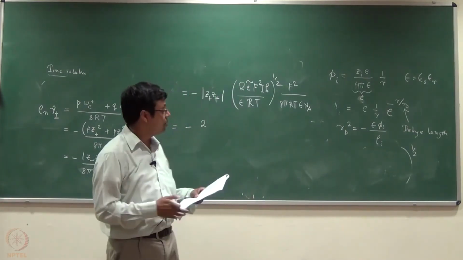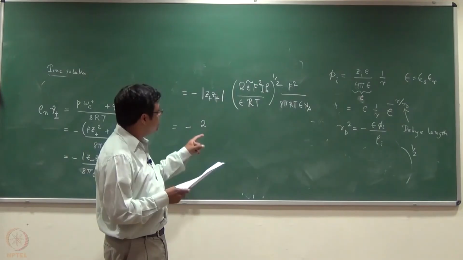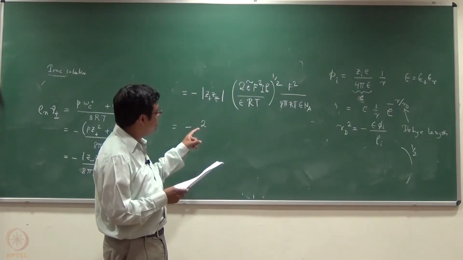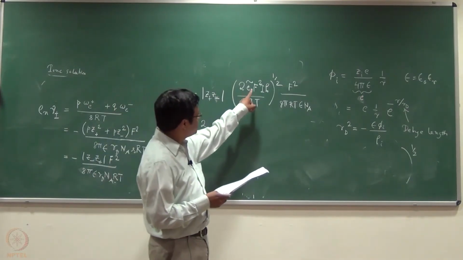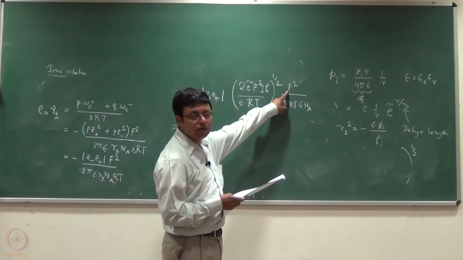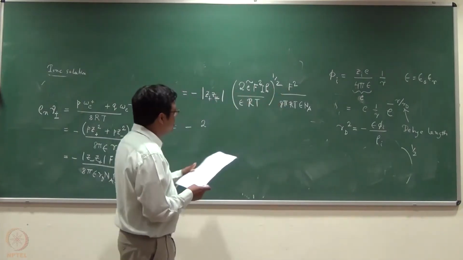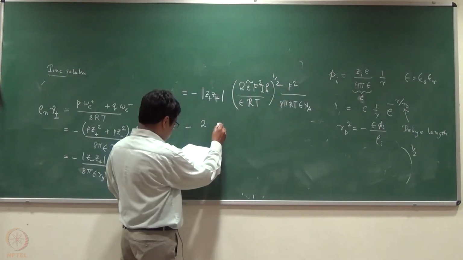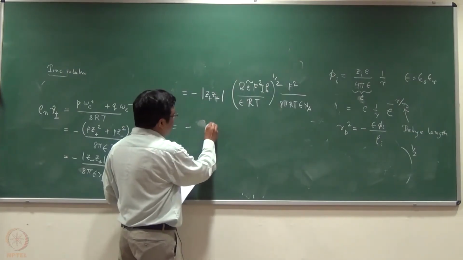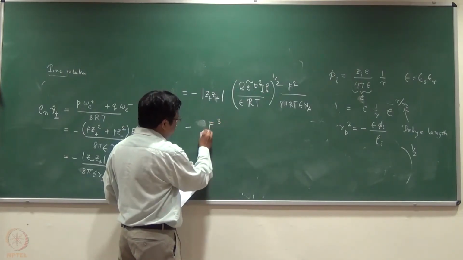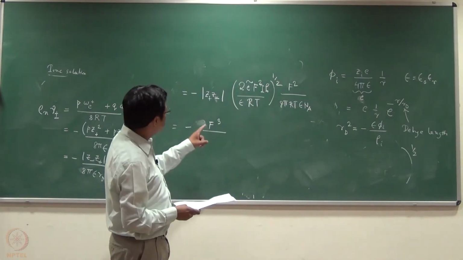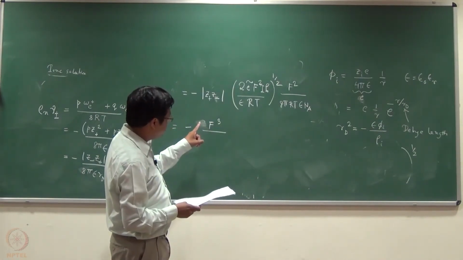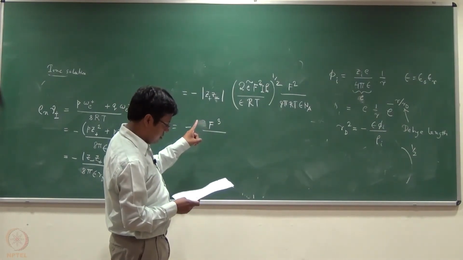Just write it, just a minute. If I write it in terms of, there is F square here, right? I can actually take it out. It will be F cube. So what I have basically here is F cube divided by, let me see if we can simplify it a little bit. Just one minute.